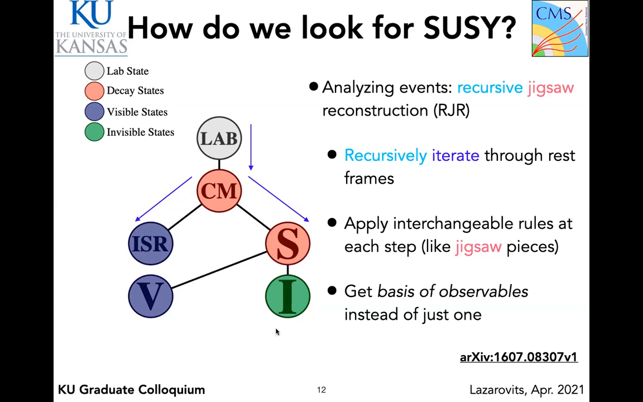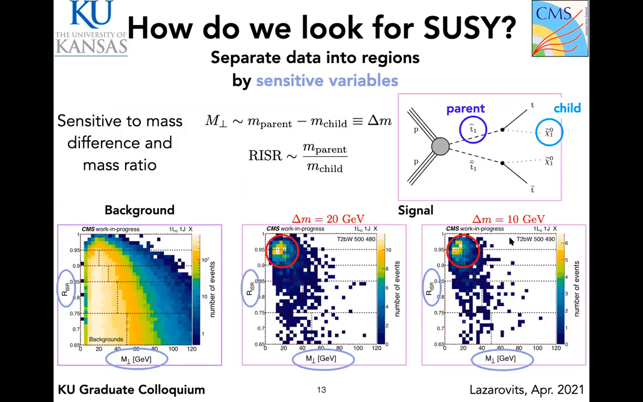What's great and really useful about this method is that it gives us a whole basis of observables, or basis of variables, instead of just one. So we're getting a lot more information out of our event than we usually would. And if anyone's interested in the nitty-gritty of how this method works, I've linked the arXiv paper down here.